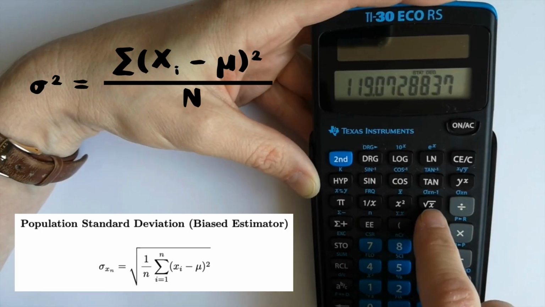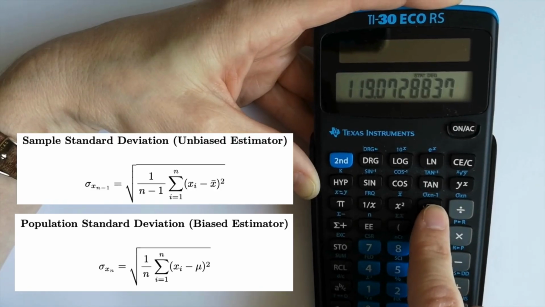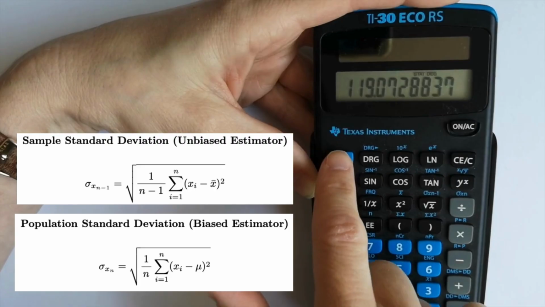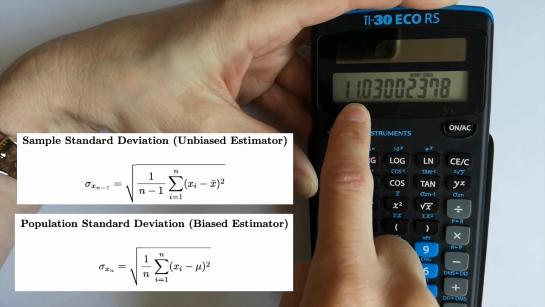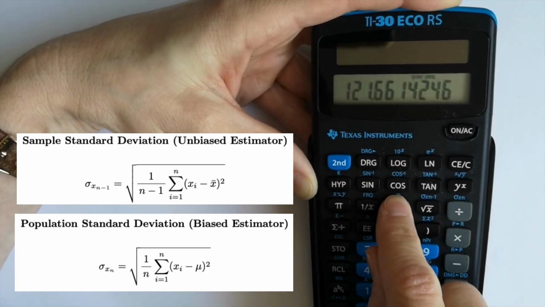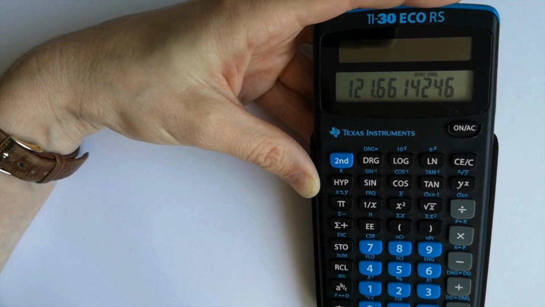And of course, if you need the sigma xn minus 1, which is the standard deviation that we use for testing, you go to second square root x, you get the standard deviation. And also here, if you need the variance, just square the result and you get your variance of the sample.